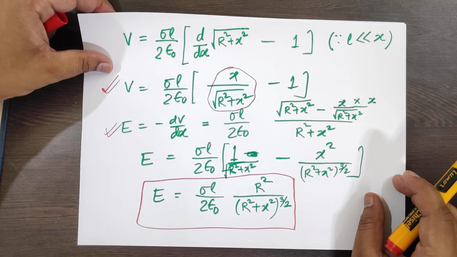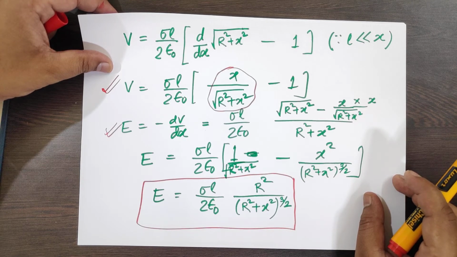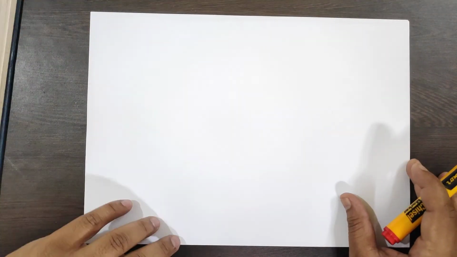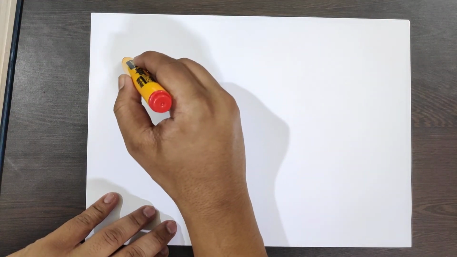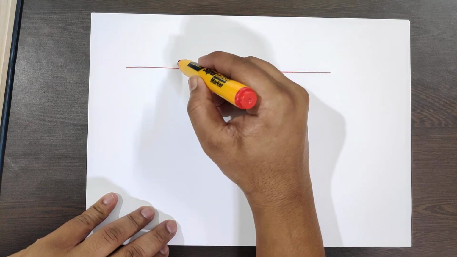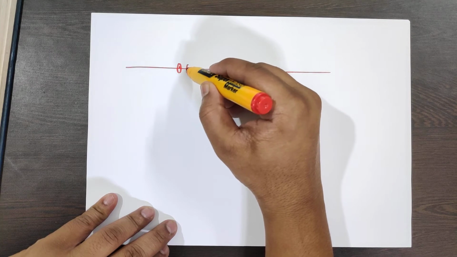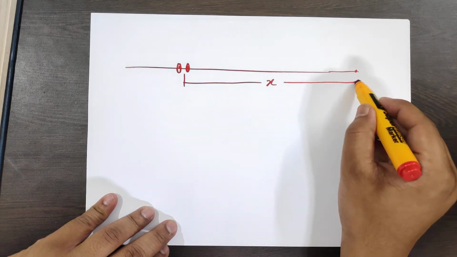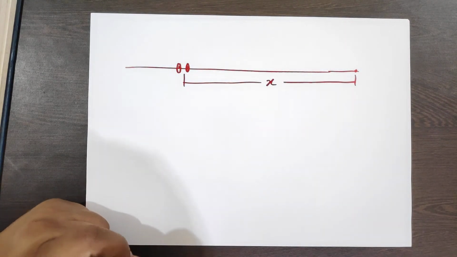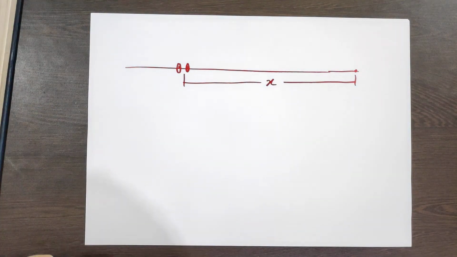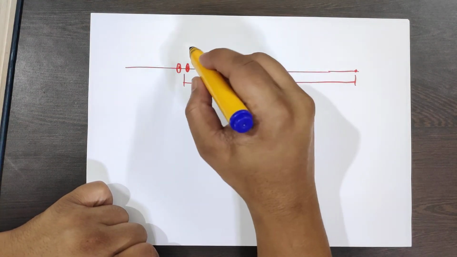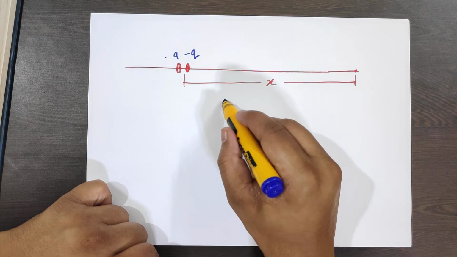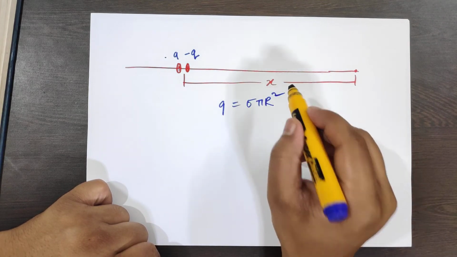Now in the next part of the problem it is asked what will happen if x is much greater than r. You can apply the approximation from the equations, but I will tell you what is going to happen. If x is much greater than r, then it's actually a dipole. For a very far away point, the plates will be like point charges, plus q and minus q. What will be q? Sigma into pi r square.